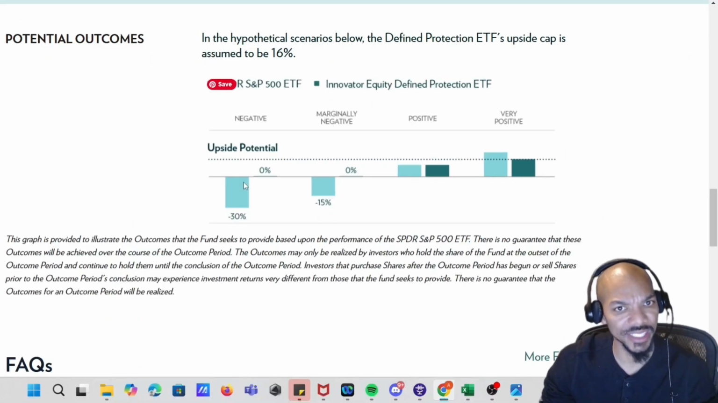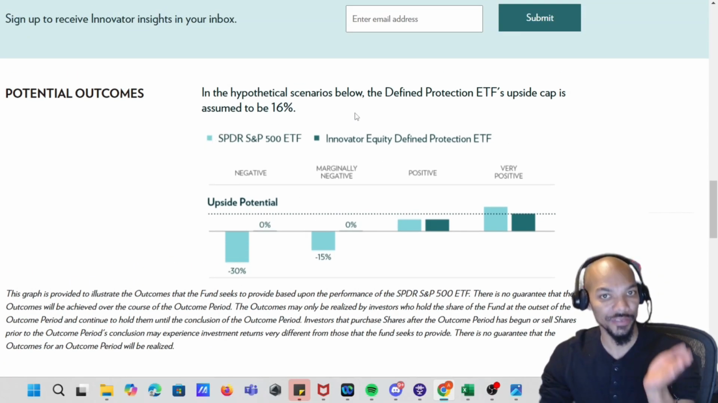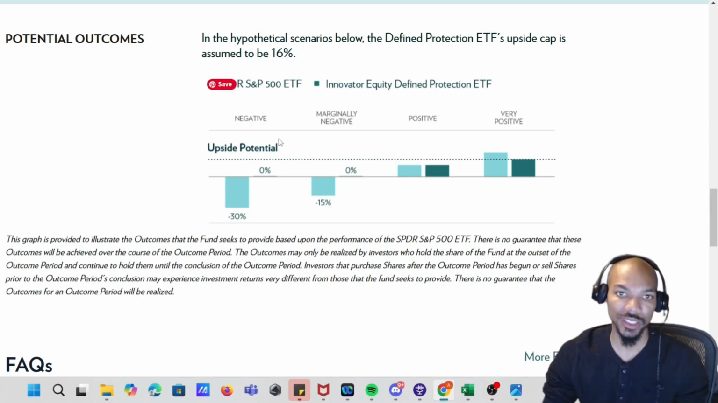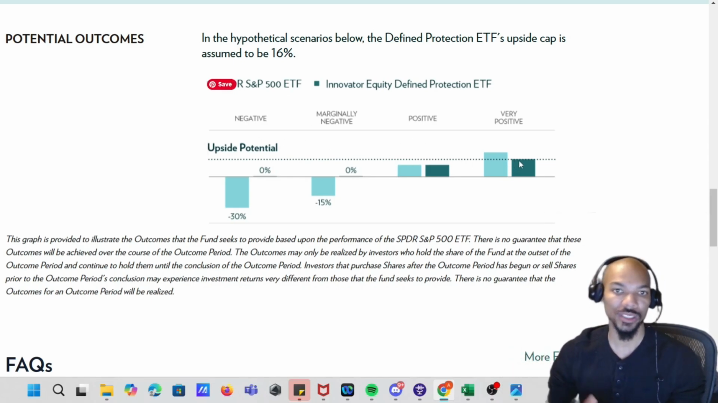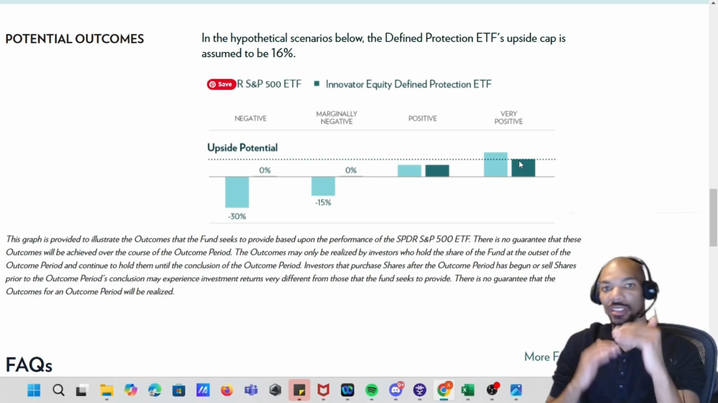So if the S&P goes down 30%, you break even. If the S&P goes down 15%, you break even. Now, of course, they're going to cap the upside. So once it gets above that particular cap, you kind of max out your gains.